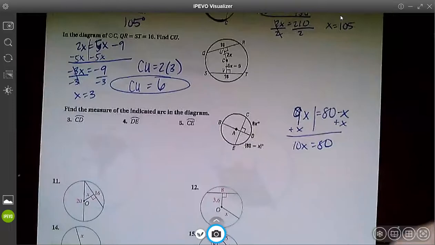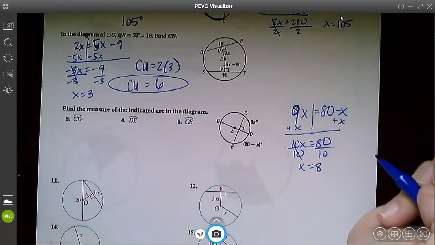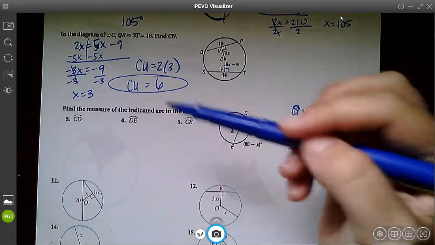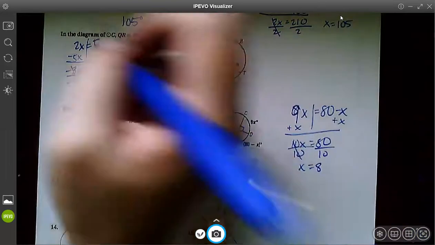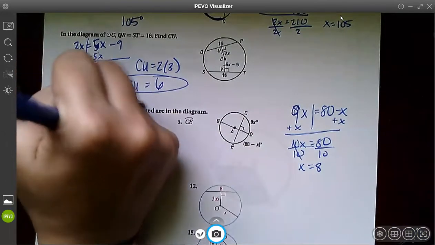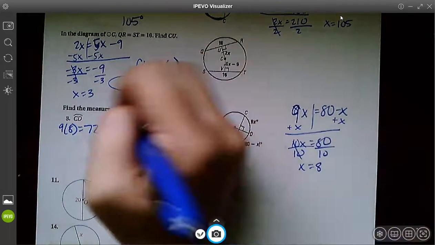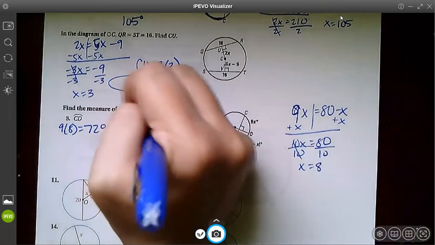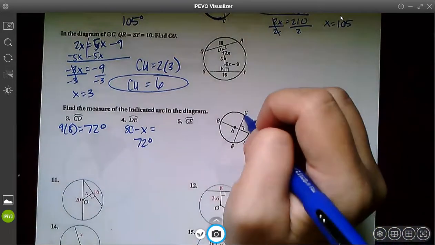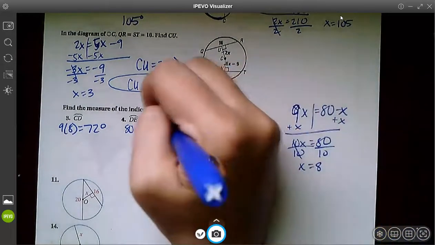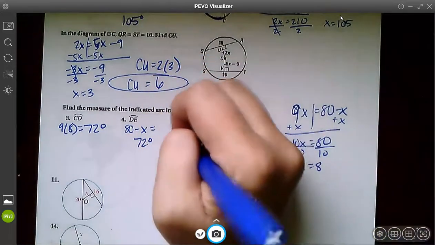Add your x to both sides. 10x equals 80. Divide both sides by 10. x equals 8. So if x is 8, I can use that to find these arc measurements. So arc CD, we have 9 times 8, which is 72. DE, we have 80 minus x, which is 72. And then CE is going to be the rest of the circle. So 360 minus 72 gives us 144.